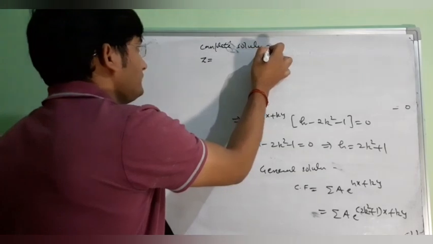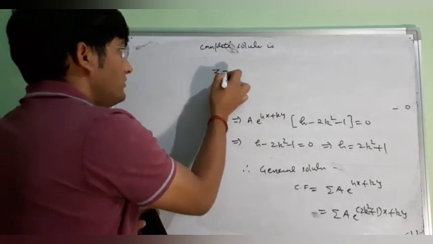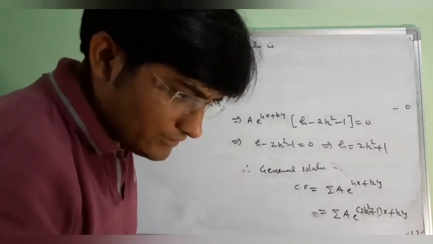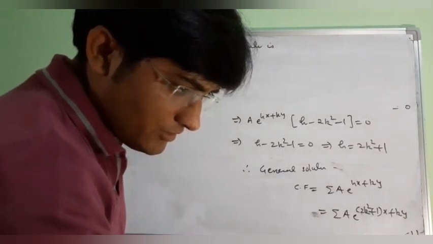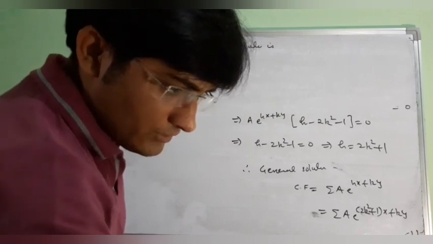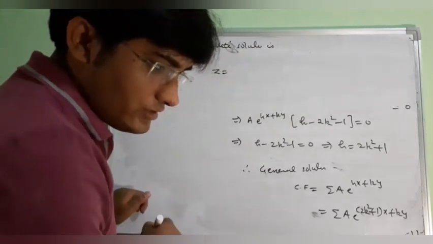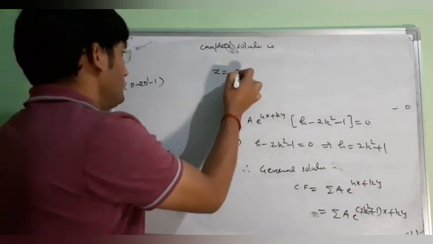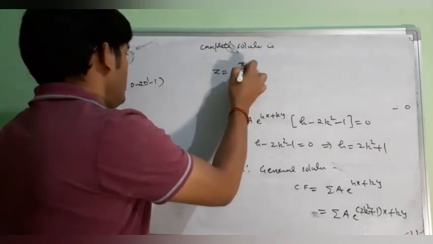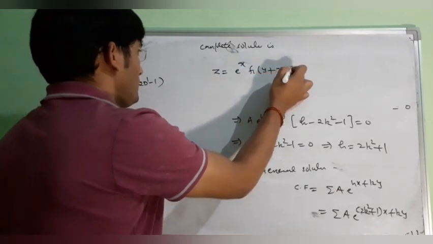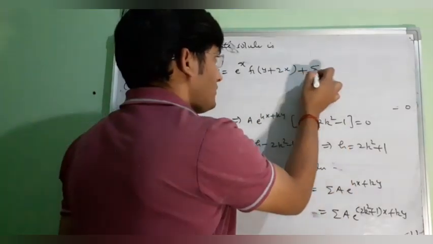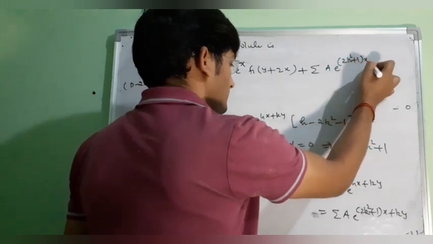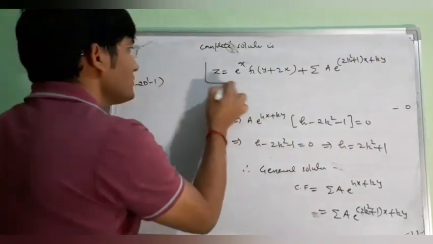will be the CF of the first part. Our first part was d minus 2d dash minus 1, so the CF for this part was e to the power alpha x, that means e to the power x f1 y plus mx. So this was your first part, and the solution for the second part is e to the power 2k square plus 1 x plus ky. So this is your solution.